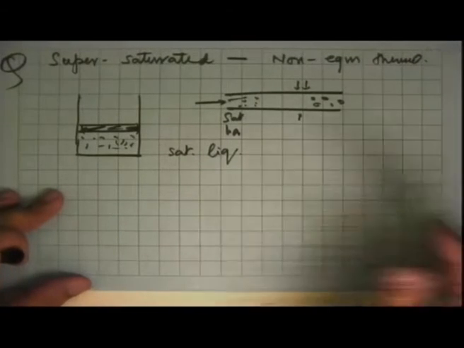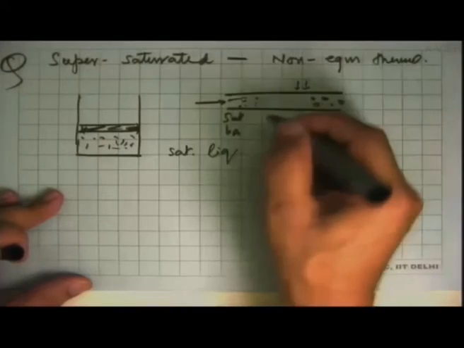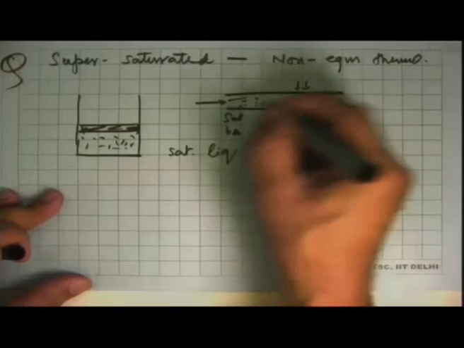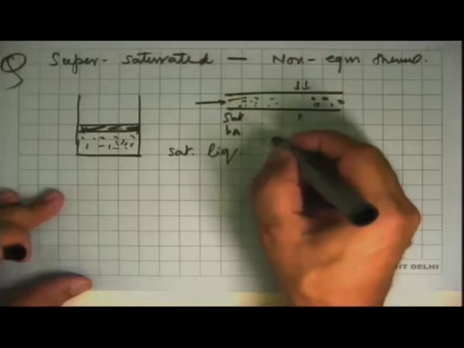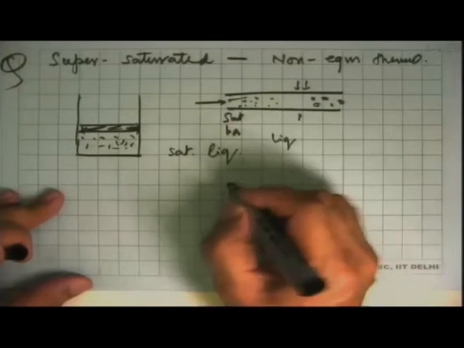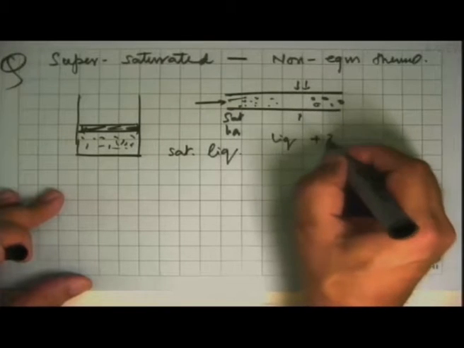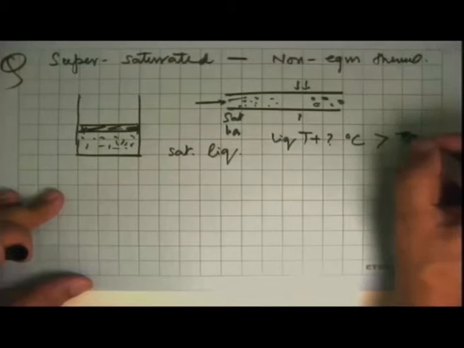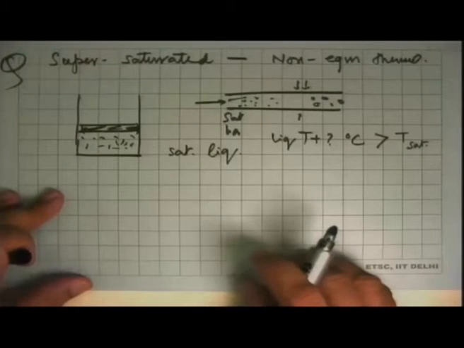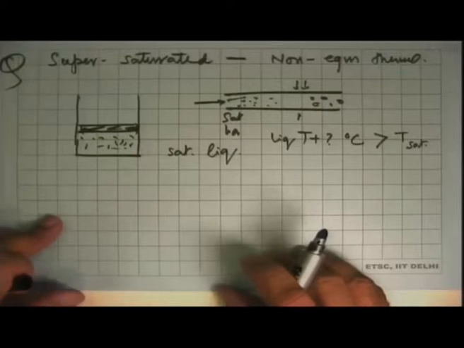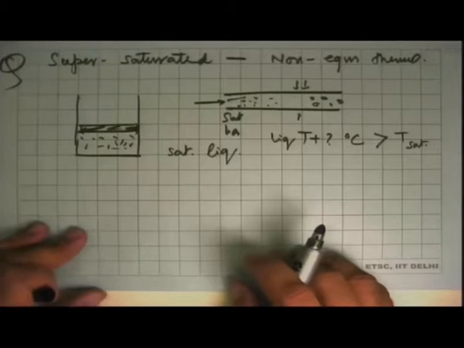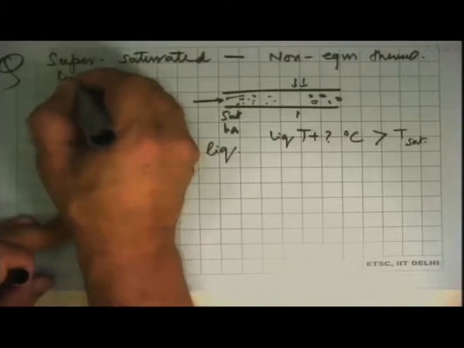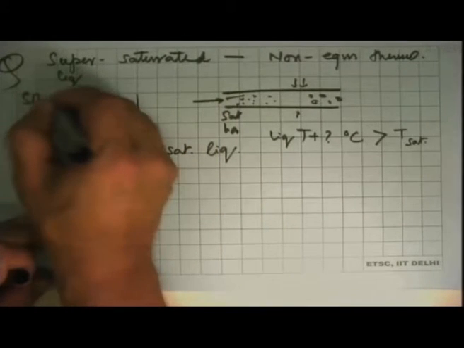What has practically been observed is that instead of exactly happening at the saturation temperature, the liquid remains liquid for a few degrees greater than the saturation temperature, and then it changes phase. Same thing with a solid. So this could be a supersaturated liquid or supersaturated solid.